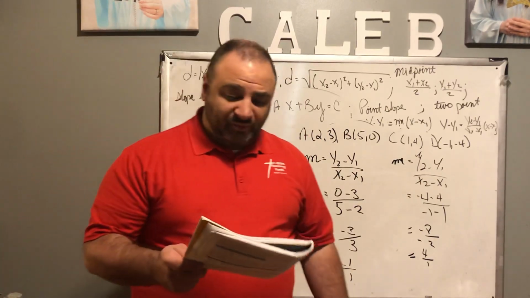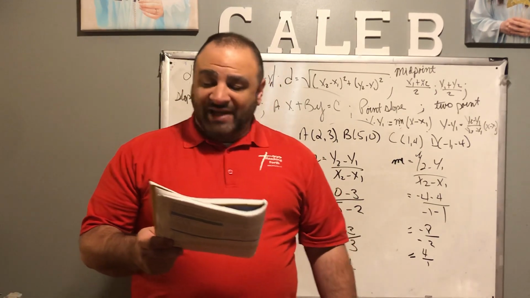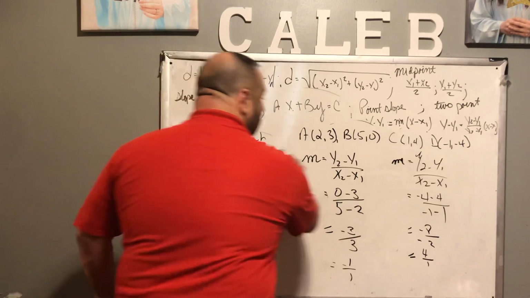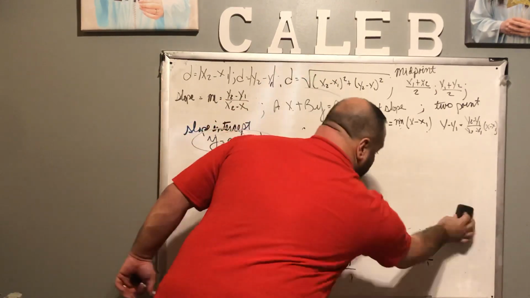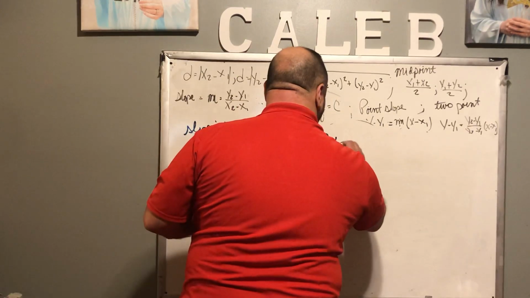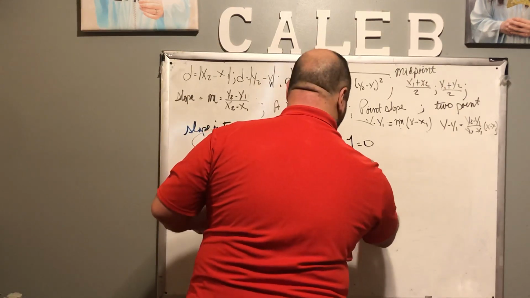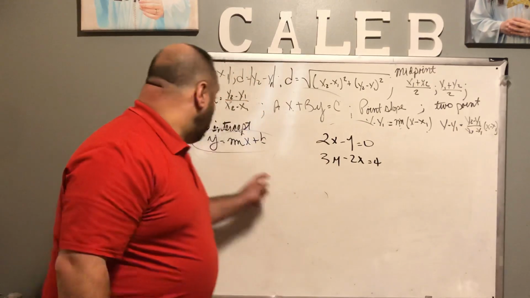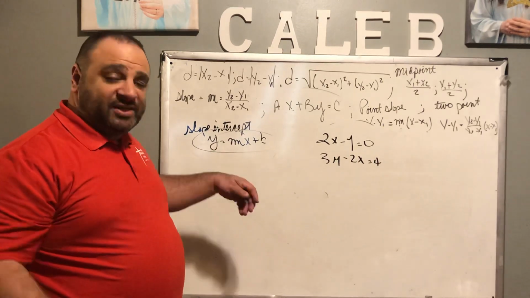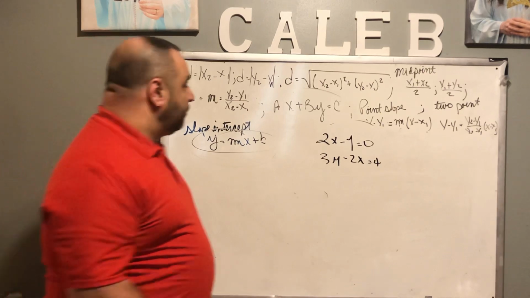So let's do number 4. You could do number 4 for homework, for practice. Let's look at the second section here. Write the slope-intercept form of each equation and determine whether the graphs of these equations are parallel. Now what we're doing is we have two equations: 2x minus y equals 0, and 3y minus 2x equals 4. What we want to do is put them in this form. If they have the same slope, we could say that the lines are parallel. So let's put these in the proper form.